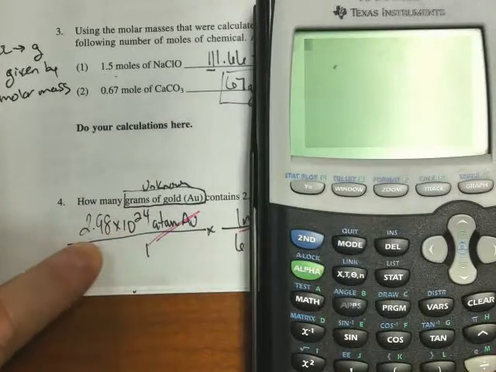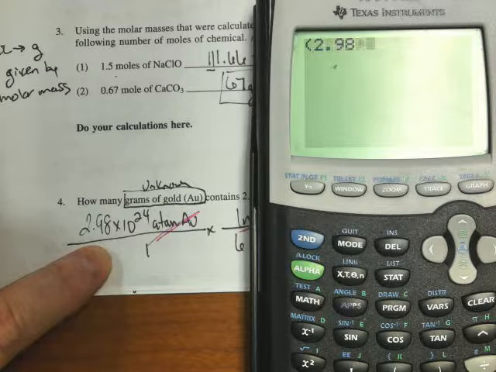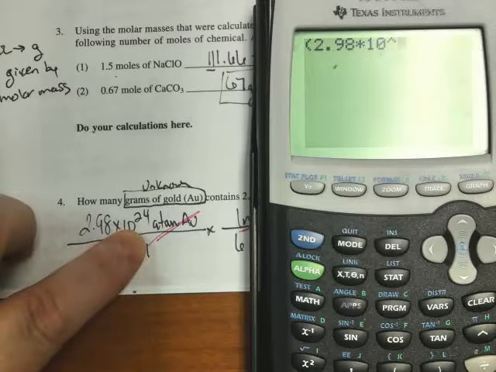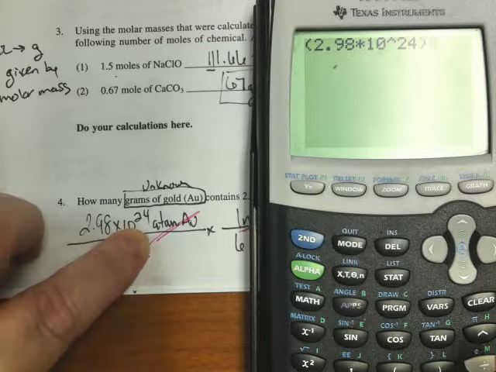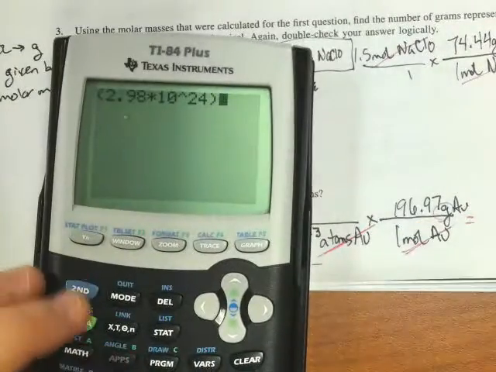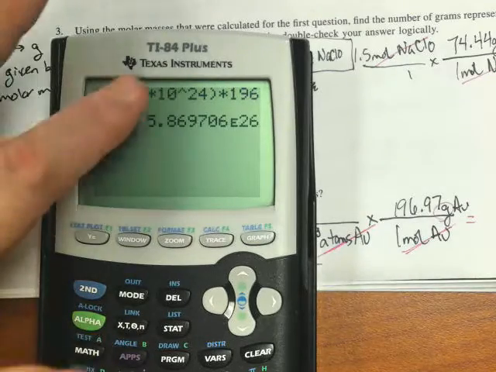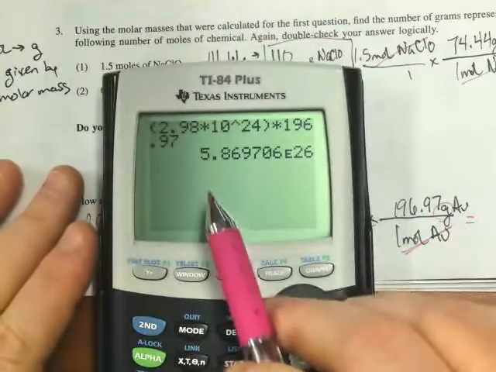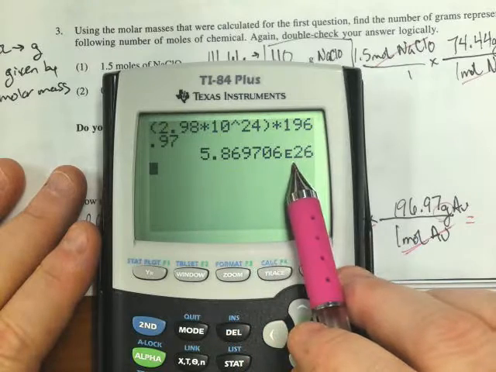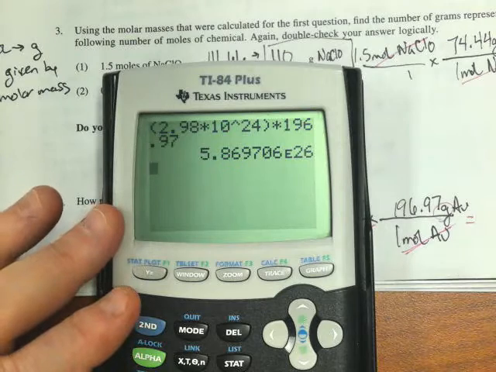Because I have this times 10, I'm going to put that in parentheses: 2.98 times 10 caret to the 24th. And then I'm going to multiply that by 1, which is the same number, and then multiply by 196.97. So here is my number. We have this big long number, and then E26. That means times 10 to the 26th power. So now I'm going to hit divide.